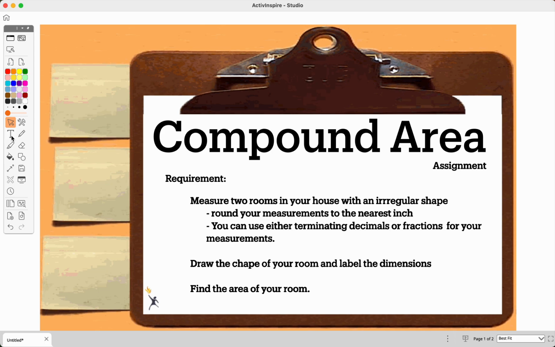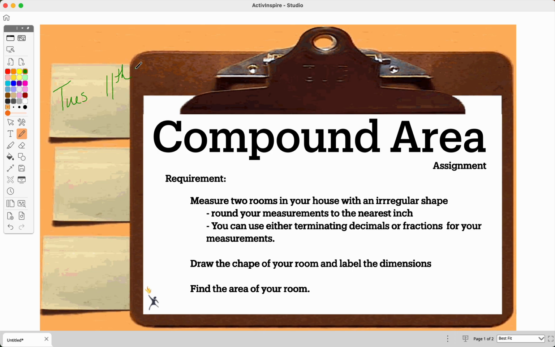More about the compound area assignment that I'm having you do this week. This one is due on Tuesday the 11th. You got it today, so you have about four or five days to put time into this. I alluded to this in the email last week, asking your parents to make sure you have a tape measure or something in the house that you could use to measure your rooms.